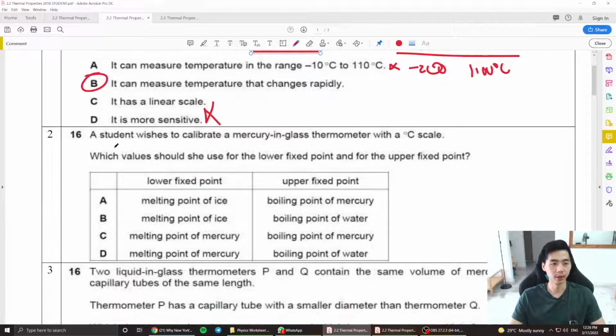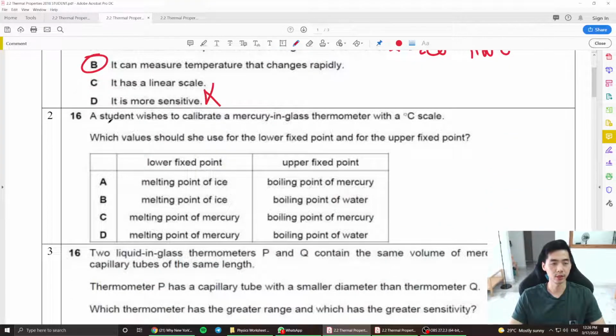All right, then moving on to the next question. A student wishes to calibrate a mercury in glass thermometer with a degree Celsius scale.